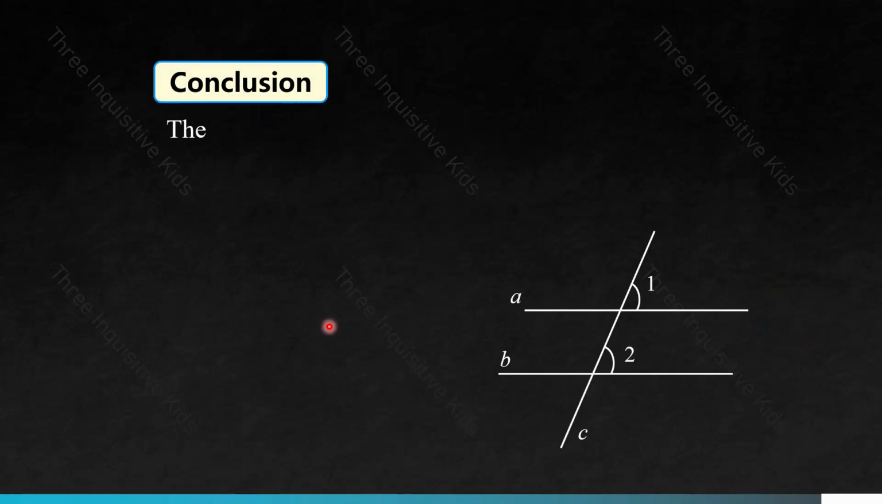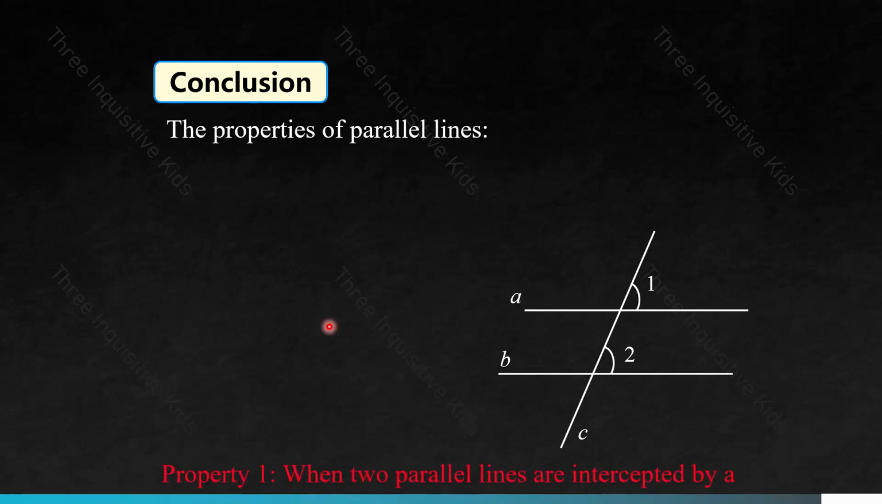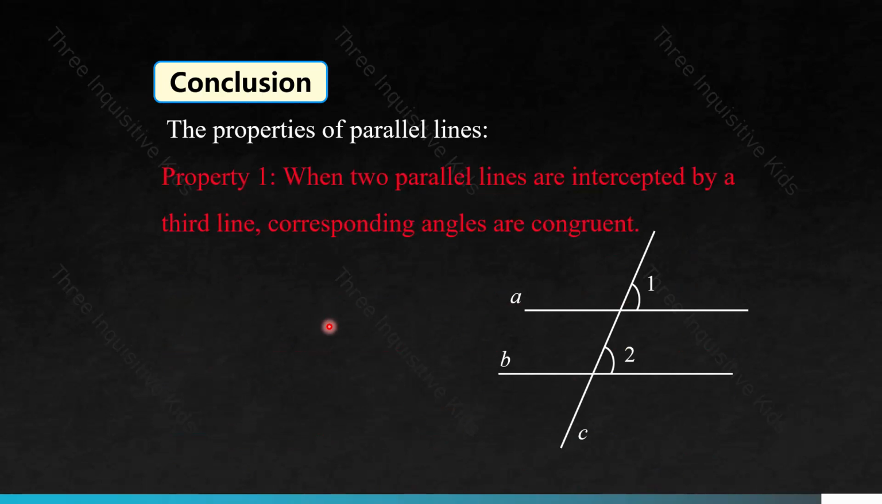So from this, we know the properties of parallel lines. Property 1. When two parallel lines are intersected by a third line, corresponding angles are congruent.